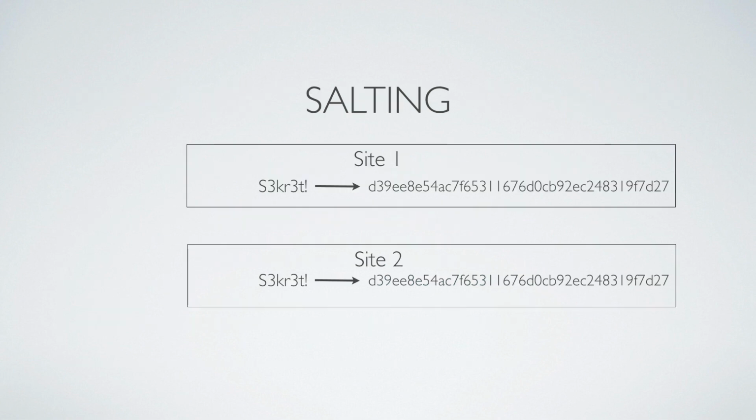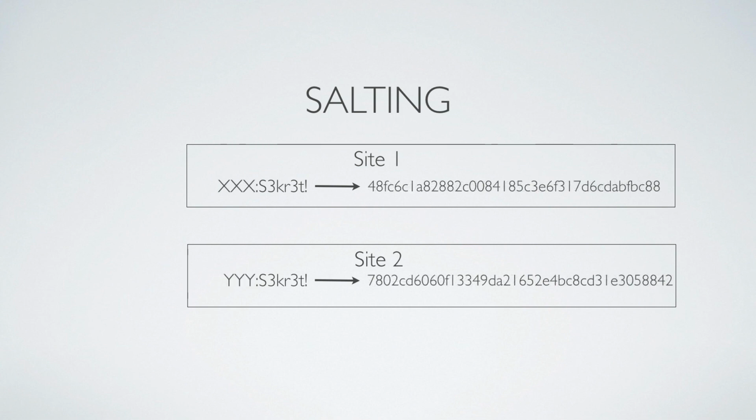Salting. So how do we fix it? First thing we do is we call salt. To salt something is to add a little bit of random data. So like I said, I have this secret password, and it turns into that hash, and on this other site, I use the same password. Well, what happens if I just add a little prefix? In one, I did XXX:, and it creates a completely different hash.